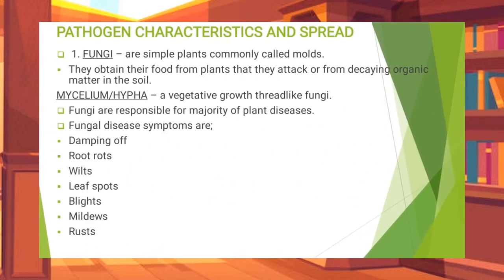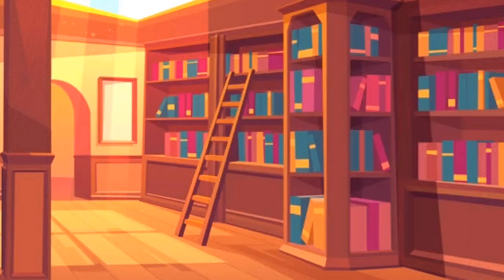Pathogen characteristics and spread. Number 1, fungi are simple plants commonly called molds. They obtain their food from plants that they attack or from decaying organic matter in the soil. The longer the fungi stay on the plant, the more it spreads. You may notice plants with mold-like growth around them. Mycelium or hypha is the vegetative growth, thread-like, of fungi. Fungi are responsible for the majority of plant diseases. Fungi can also survive in any weather. Fungal disease symptoms are damping off, root rot, wilt, leaf spots, blights, mildews, and rust. I will discuss these symptoms later.